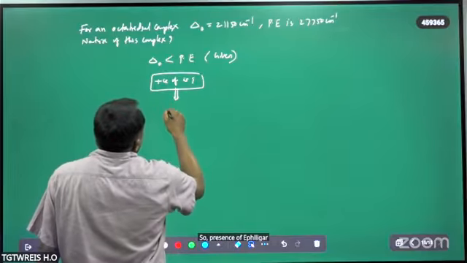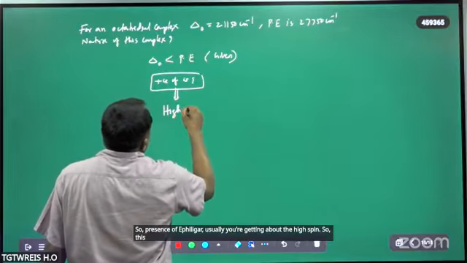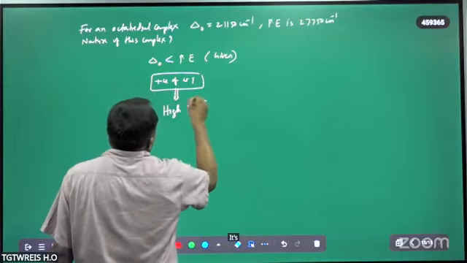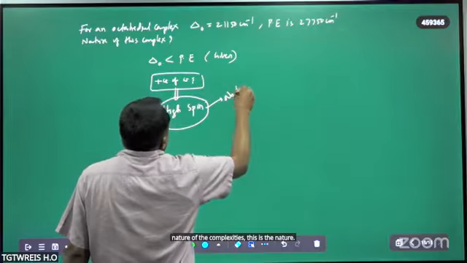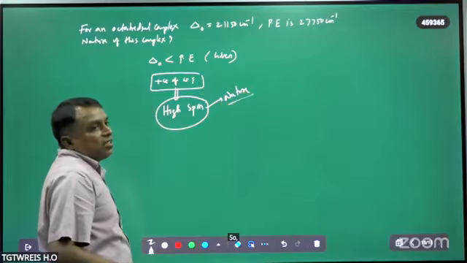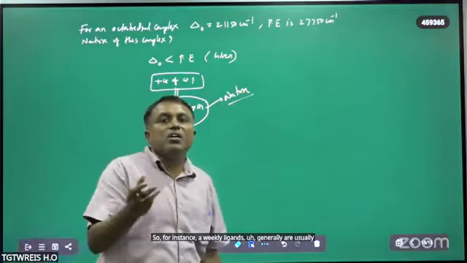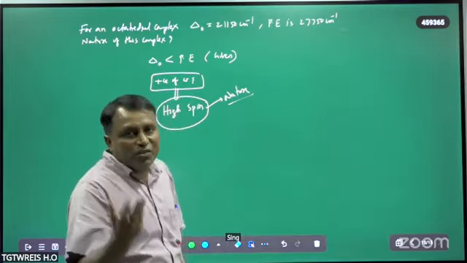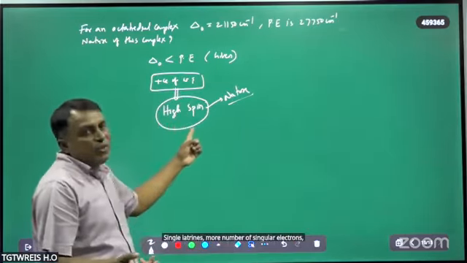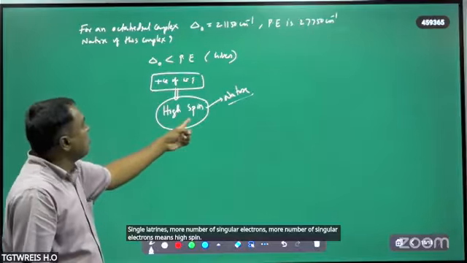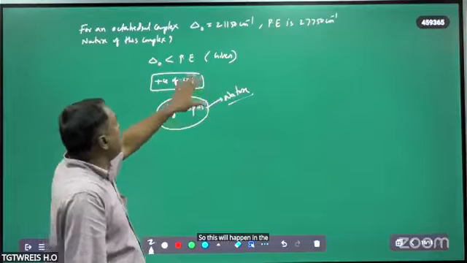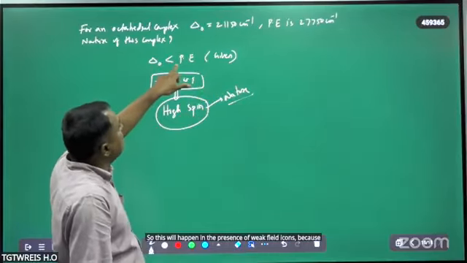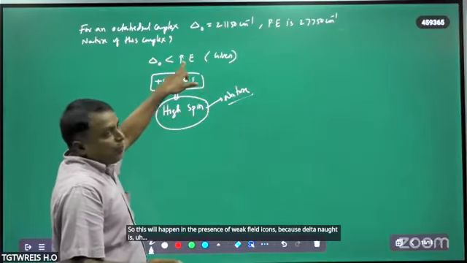Usually you will get high spin. This is the nature of the complex. In the presence of weak field ligands, you will have a greater number of single electrons, and more single electrons means high spin. This will happen in the presence of weak field ligands because delta naught is less than the pairing energy.